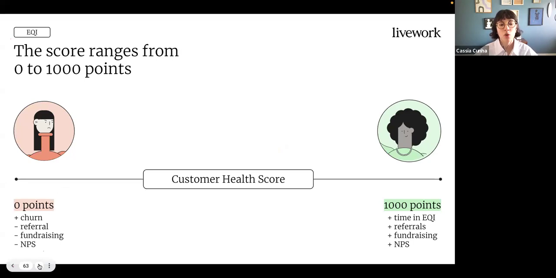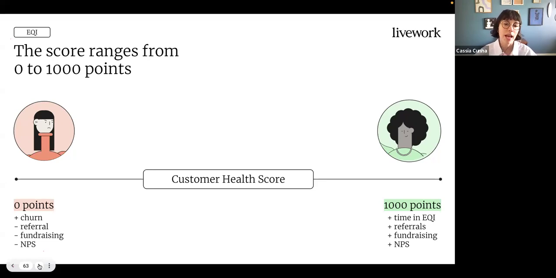So what they have is a score that ranges from 0 to 1,000. And of course, if the client is closer to 0, their propensity to churn is higher. They're probably less willing to make referrals. They're probably bringing less money, and the NPS is lower. And on the other spectrum, all the contrary, right? So we're seeing that lifetime value increases. They're probably willing to make more referrals and indicate other people to join AKE. They're probably putting more money. They're more willing to do so, and their NPS is higher.